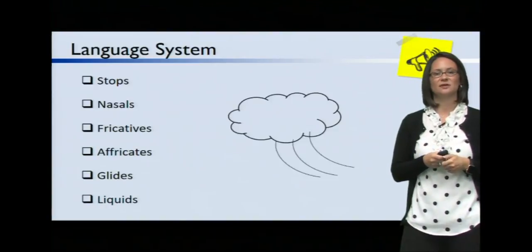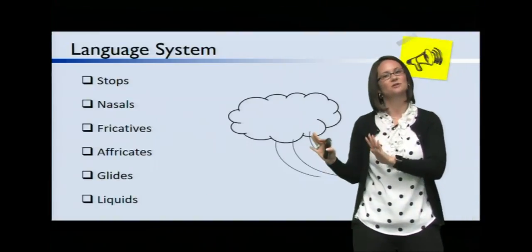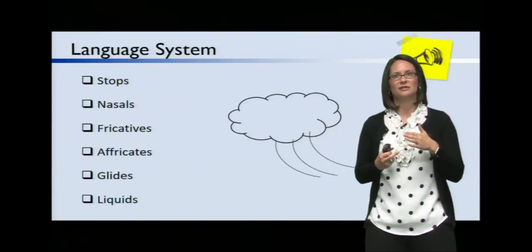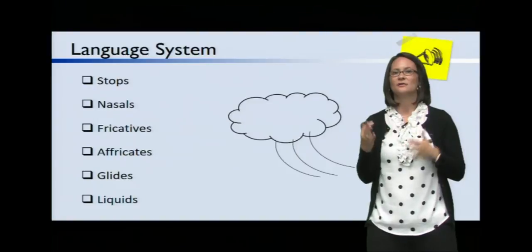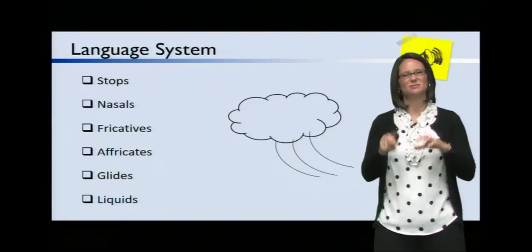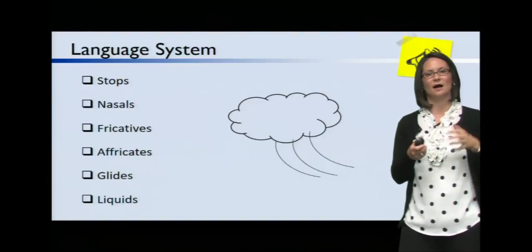Glides are just like what they sound. They kind of glide right into another letter. So think of your sounds W or Y. They glide right into another sound. Sometimes they're hard to separate because of that glide.